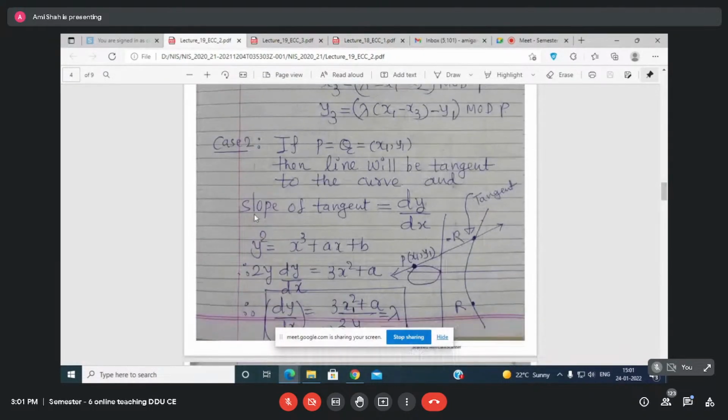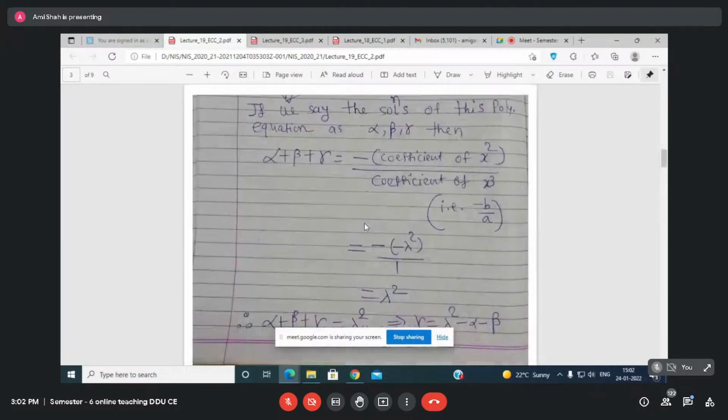Now the case number 2. So what is case number 2? If P equals Q, what is the meaning of P equals Q? It means that in this second case the two points overlap. So here P equals Q, right? Then the line will be tangent to the curve.